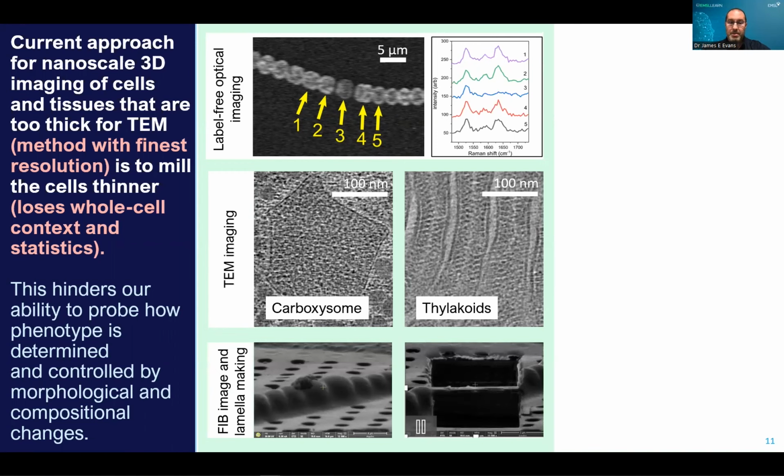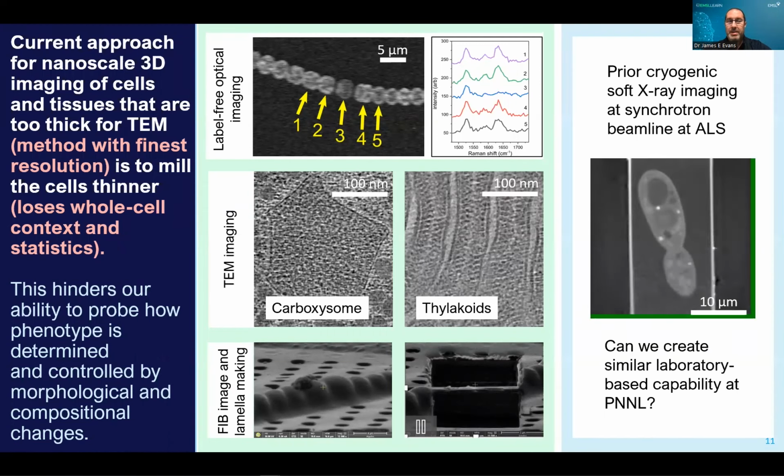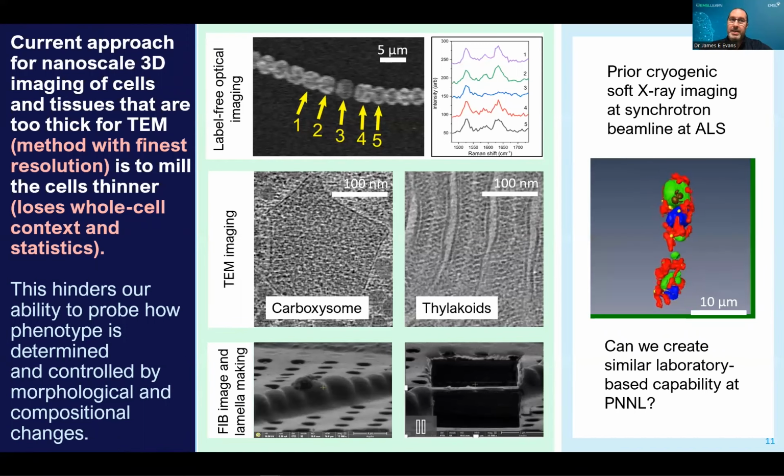In this case, those middle images of carboxysomes were derived from a lamella cross-section that was only 1/20th of the normal cell diameter. Previously, to address this, we visited synchrotron facilities and took advantage of a soft X-ray beamline available at the Advanced Light Source to provide 30 nanometer spatial resolution of intact fungi that were 10 microns thick.